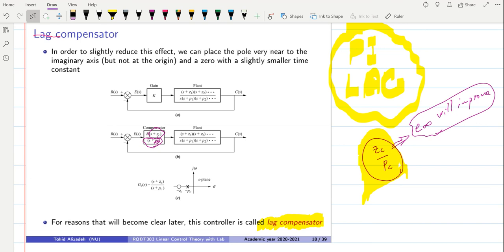Alright, so that's all for this video. In the next video, I will maybe go through this slide again, and then we will see how to design the lag compensator in more details.